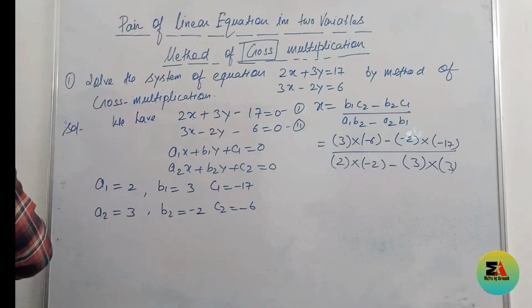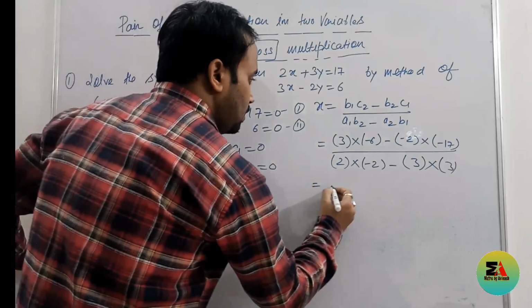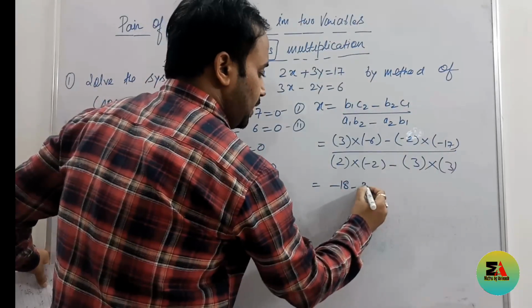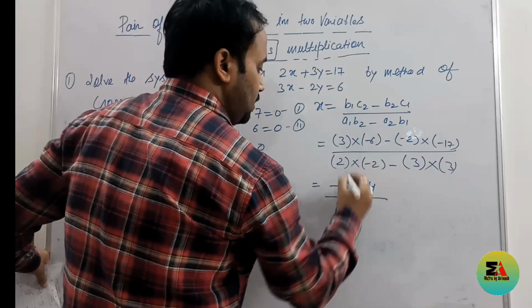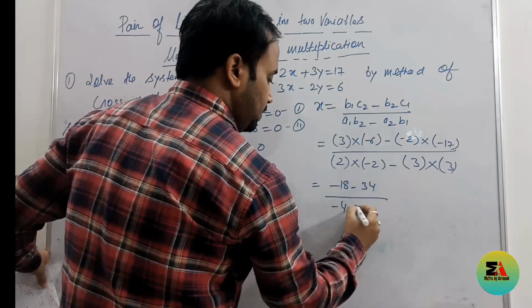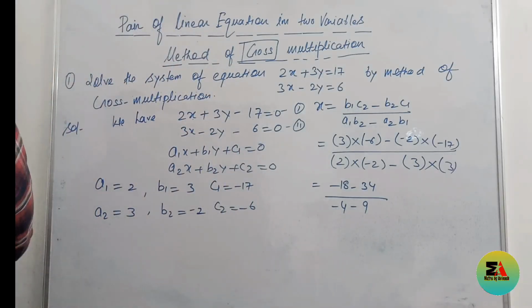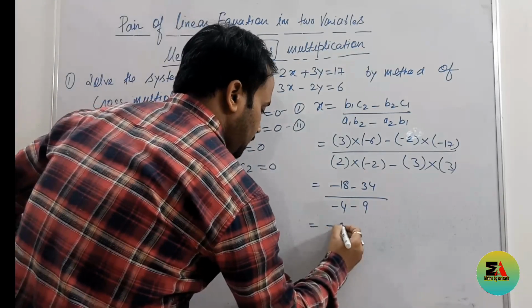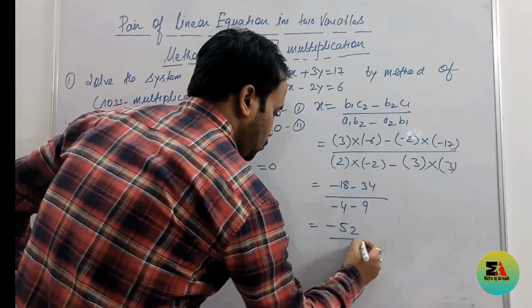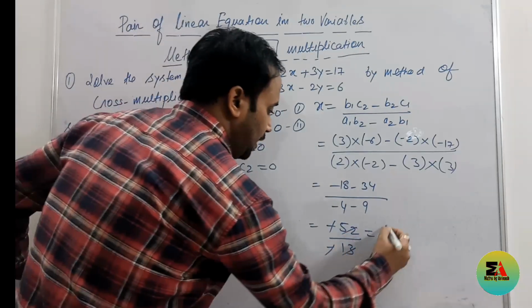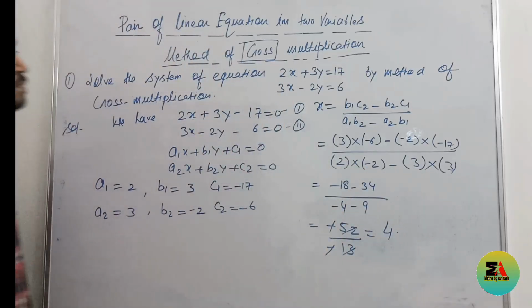Clear? Now next, just solve it. This becomes minus 18, this becomes 34, minus 34, by this becomes minus 4 and this becomes minus 9. Clear? Now this becomes minus 52 and this becomes minus 30. Minus minus cancels out. Therefore the value of x will be 4.